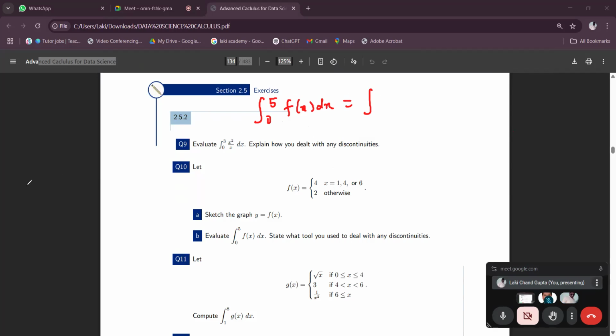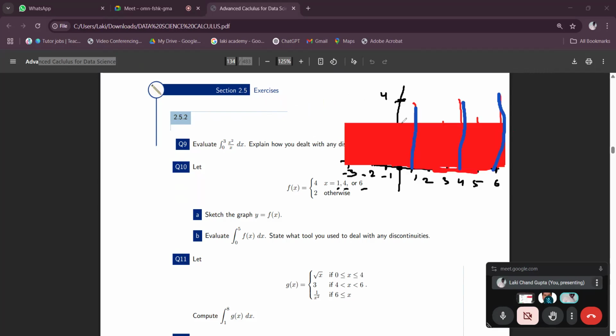So when you see the graph, you are going to integrate from 0 to 5, right? But there are 2 points which are discontinuous at 1 and 4. So you cannot go directly from 0 to 5. First, you will go from 0 to 1. Then from 1 to 4. And then from 4 to 5.